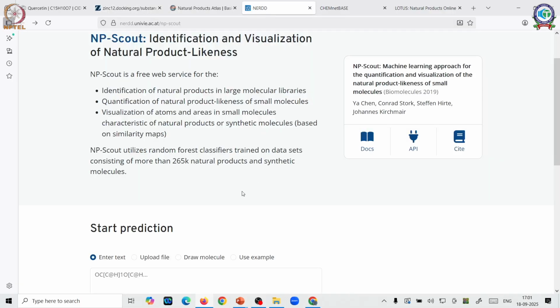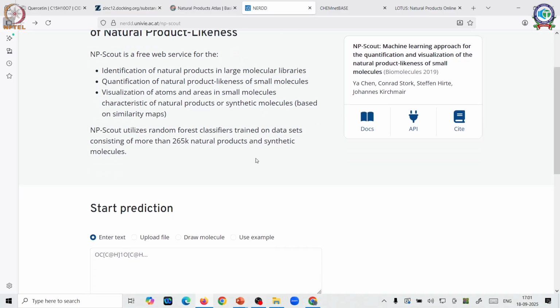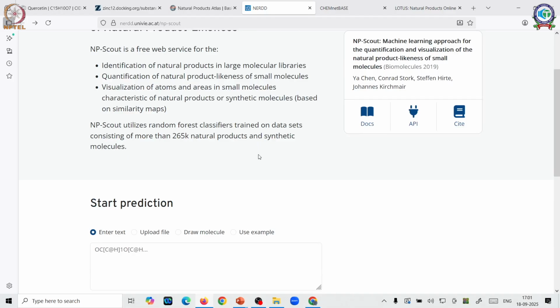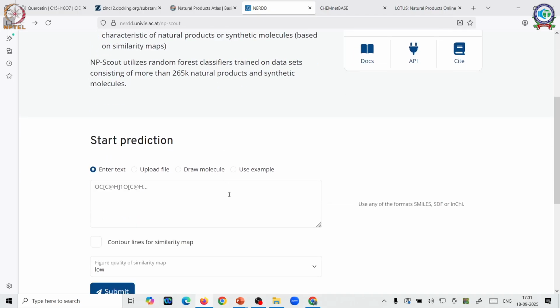Now, moving on to the next one. Here this is a software called NP Scout, and that helps you with what is called predicting drug likeness. Now, many a time after purifying the molecules, you might derivatize certain structures based on their spectral properties. Now, post that, whether that molecule is naturally feasible in a plant or not, we can check it here.